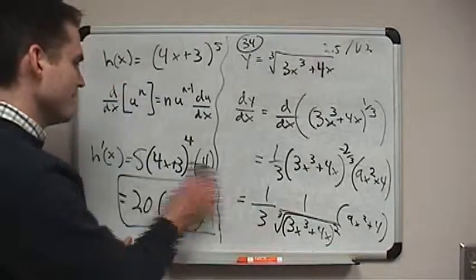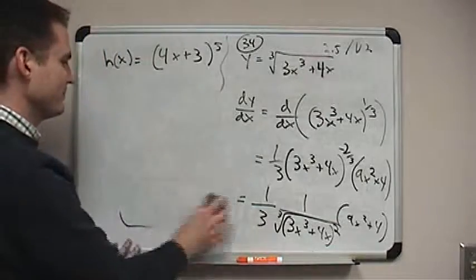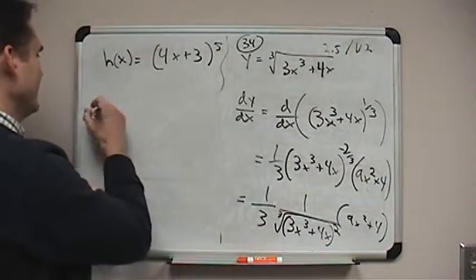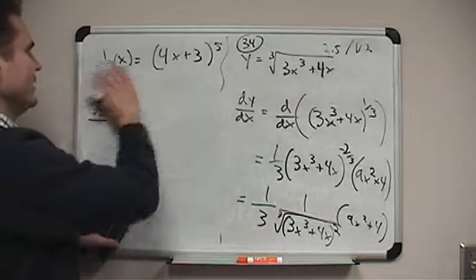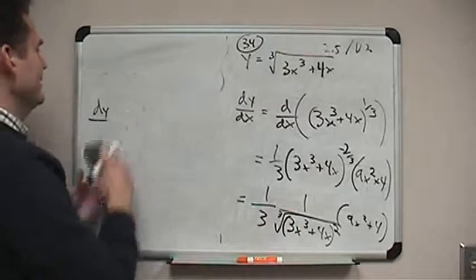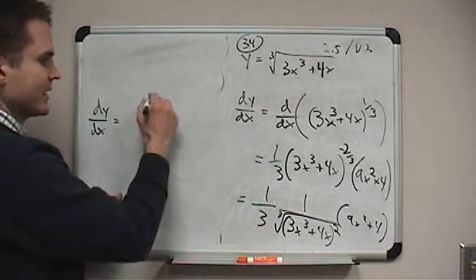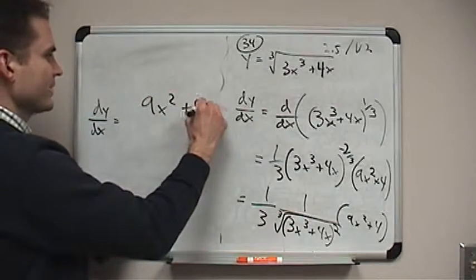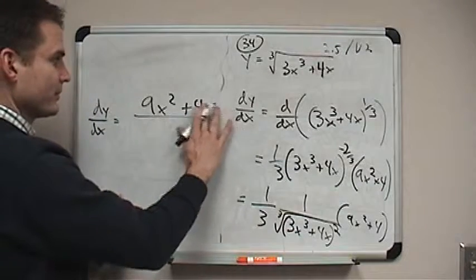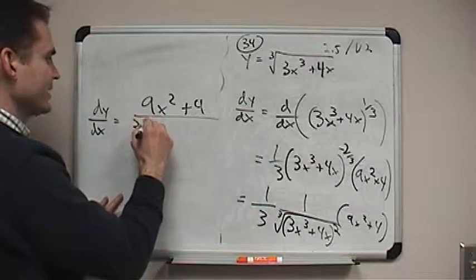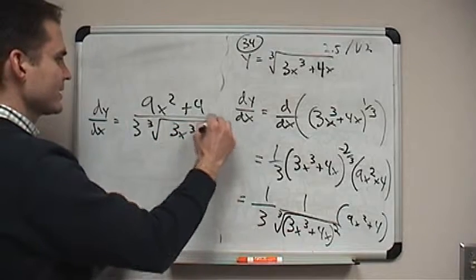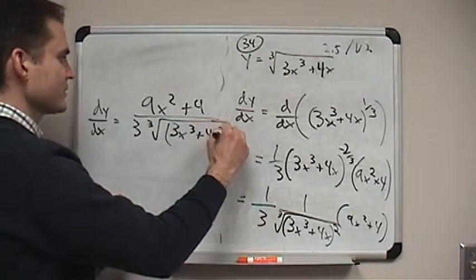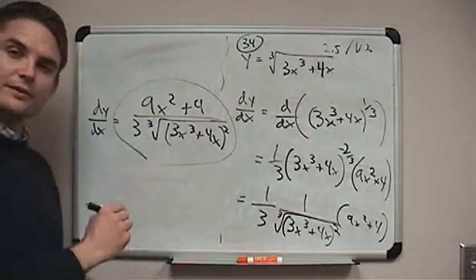Probably the only thing they might do differently in the book on this one is write the derivative as a single fraction. So they would say that for that function y, dy dx is 9x squared plus 4, over 3 times the cube root of 3x cubed plus 4x, that whole quantity squared. So that looks fine for the final answer.